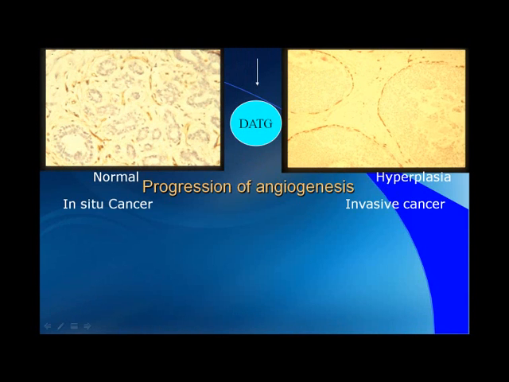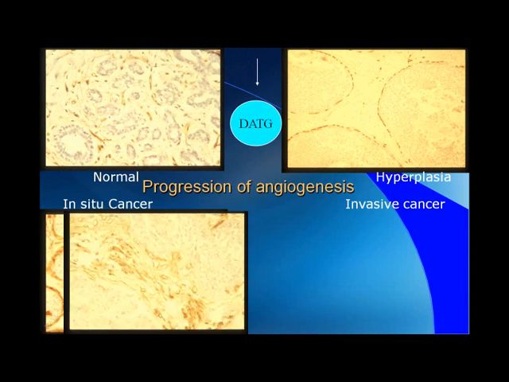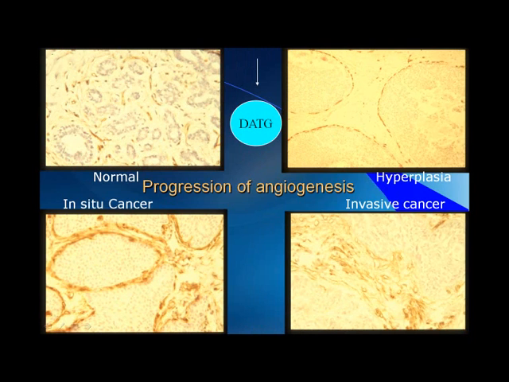The scientific basis of this technique is the visualization of the progression of angiogenesis. Here you can see very well in brown the vessel, and in normal, the first slide on the left, when you see the hyperplasia or in situ cancer, invasive cancer, you see very well the change.